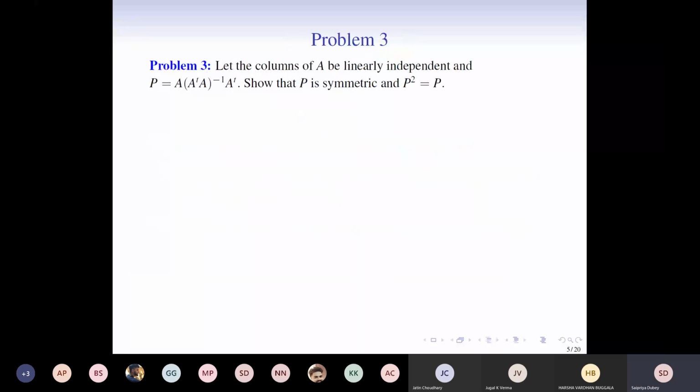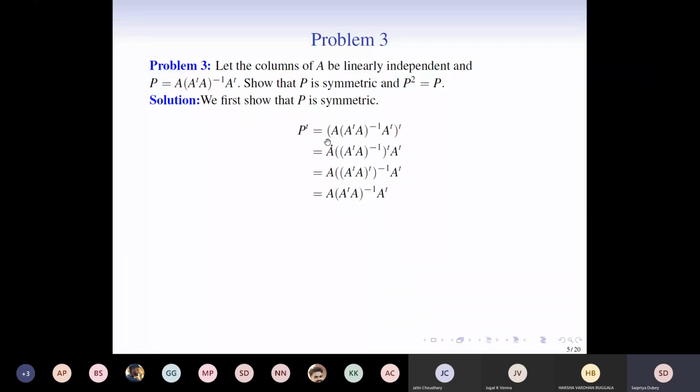Next, problem number 3. Let the columns of A be linearly independent and let P be equal to A times the inverse of A transpose A, times A transpose. We have to show that P is symmetric, and we need to show that P square is equal to P. Here A is any arbitrary matrix A. First we show that P is symmetric.